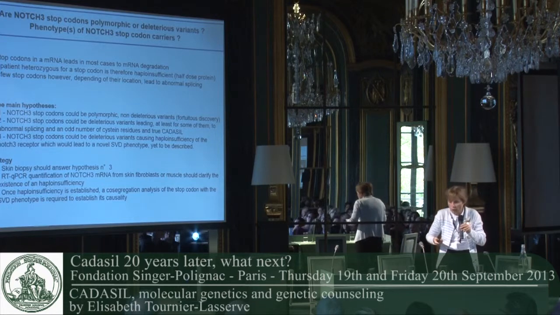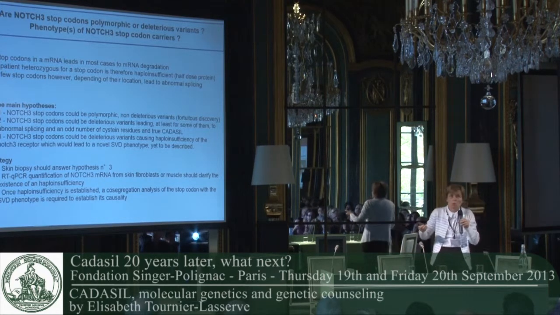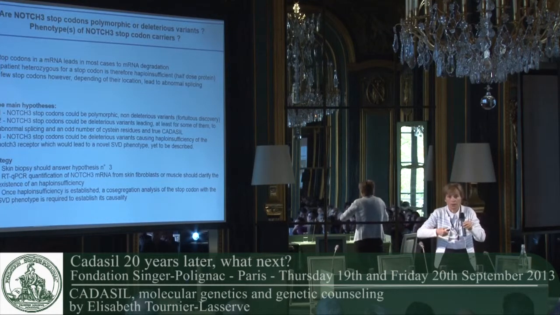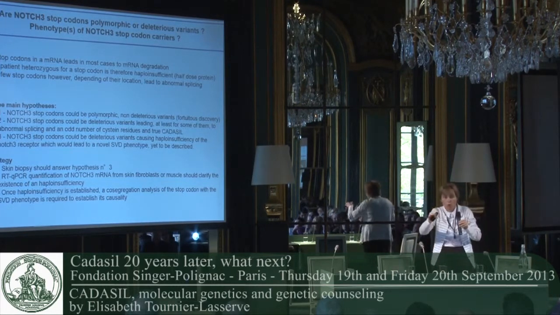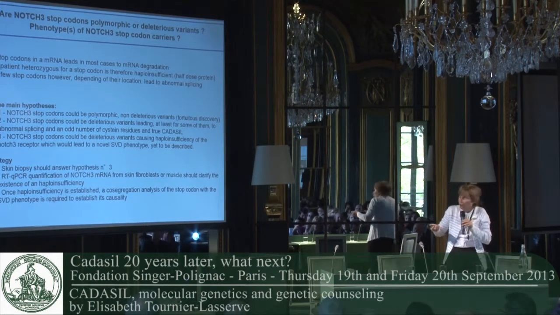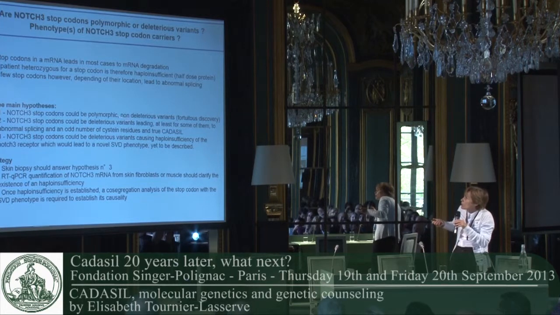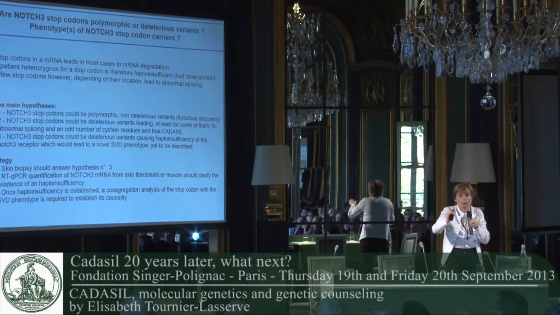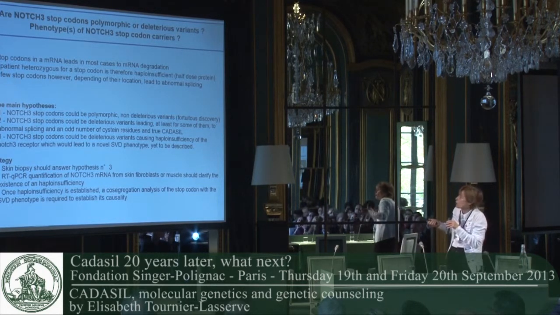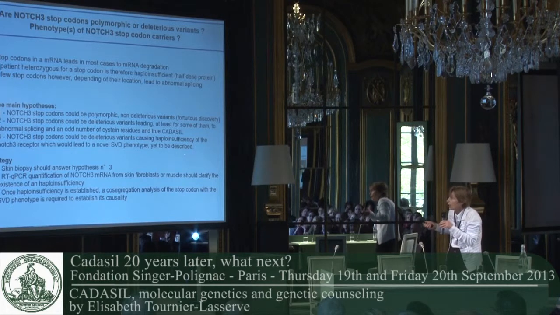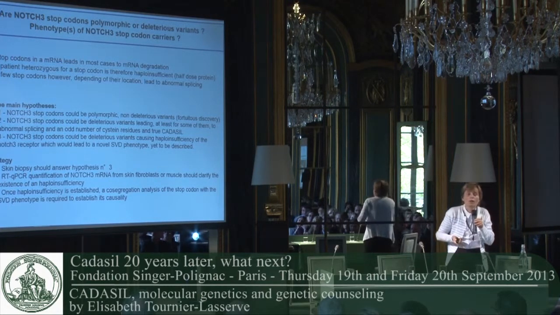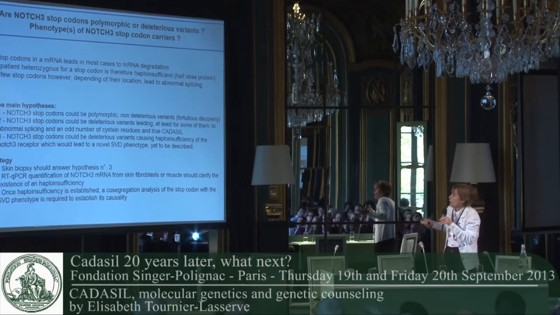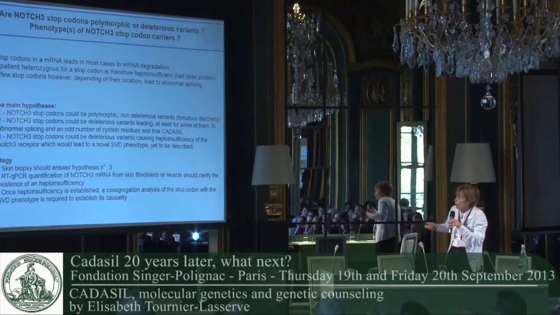As Anne will certainly talk about, the mice look okay until quite late, even if they don't have the Notch3 protein at all. But the mouse is not a man. Second hypothesis: either it's polymorphic and non-deleterious, or it's deleterious and leading to CADASIL, exactly the same thing, by an abnormal splicing. Third hypothesis: these are deleterious variants causing haploinsufficiency, which lead to a novel small vessel disease phenotype, which has to be described. To clarify this, again, skin biopsy.